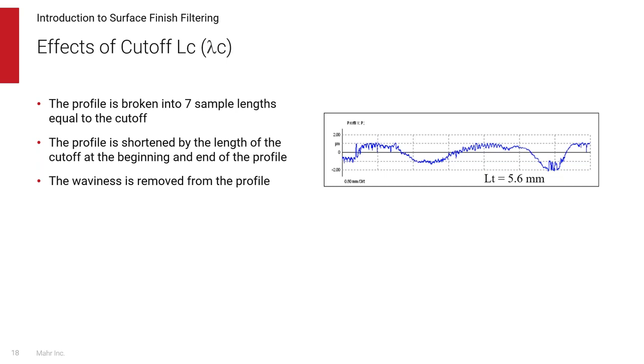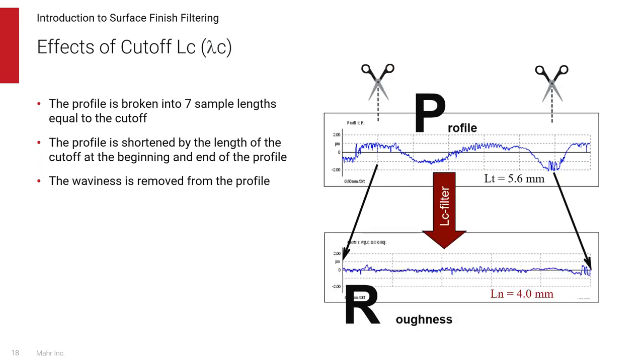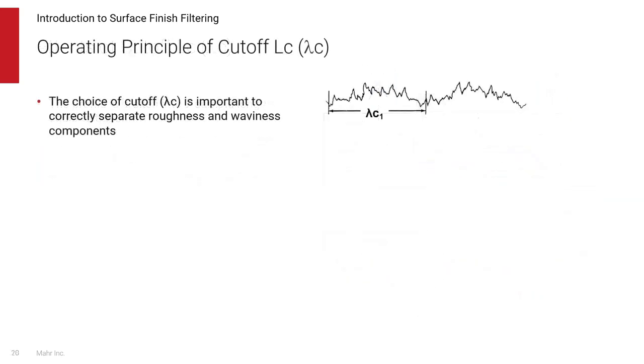So typically a profile is broken into 7 sampling lengths, and the first and last are taken off to give us the data. The first and last usually are removed to allow for the system to pick up speed and to end the trace in the proper format. So basically what we're going to do is cut off the ends, the first and last one, to leave us with 5 measurement pieces of data, and the result of that becomes our roughness trace. So the waviness is removed from the profile. And that's what the filtering does for us.